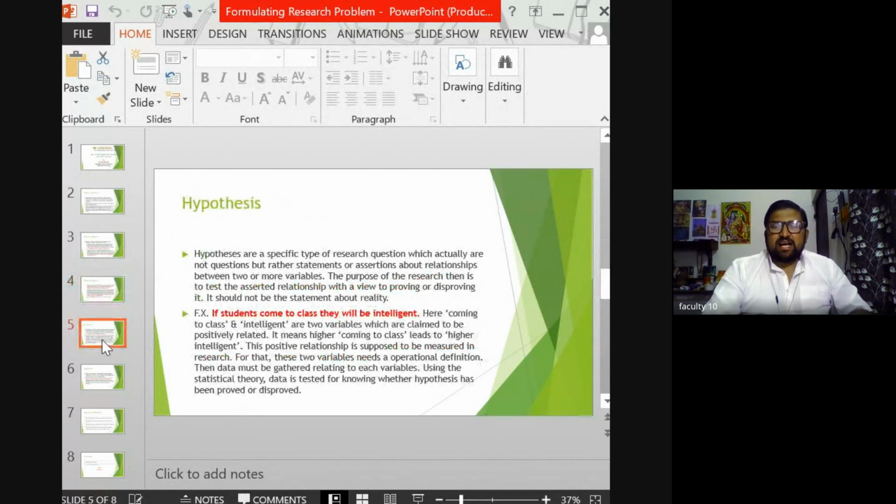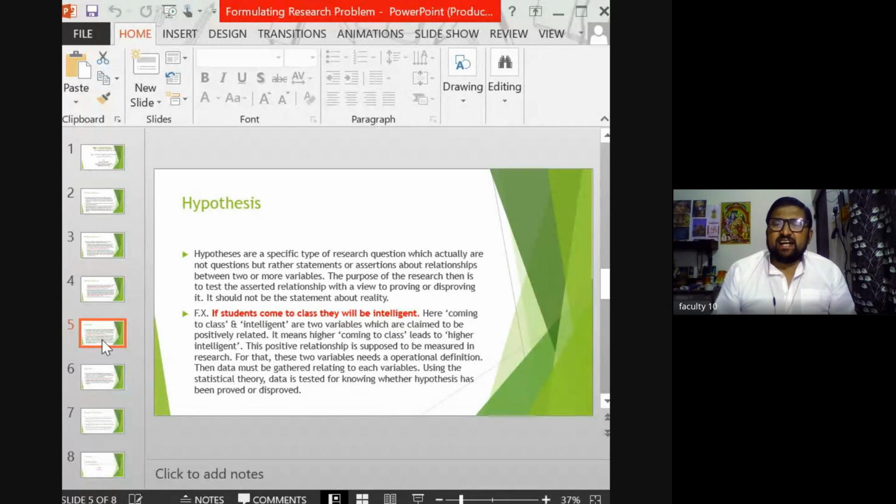Now the next term is hypothesis. Hypotheses are a specific type of research question. Remember, when you are writing a research question, at the end of the research question you are putting a question mark. But the same research question can be written in the form of a hypothesis. It means every hypothesis is a research question, but without a question mark, or it is a research question with a full stop, which are actually not questions, but rather statements or assertions about the relation between two or more variables. So what is a hypothesis?